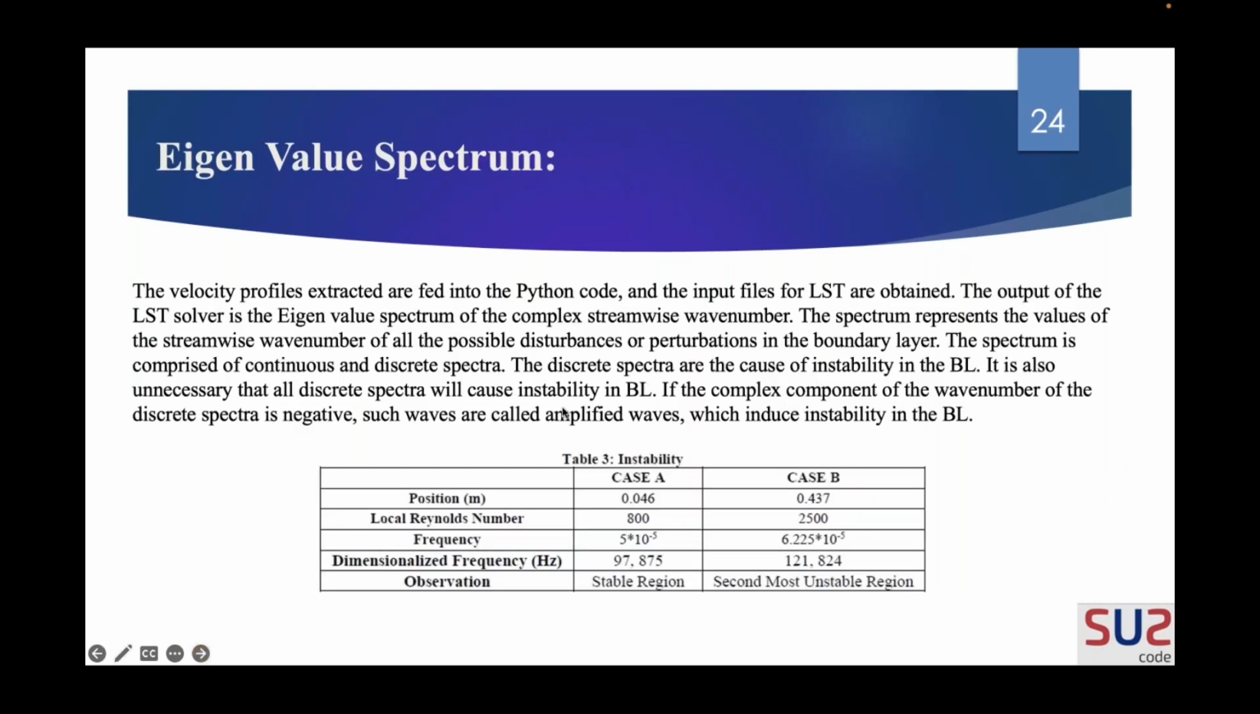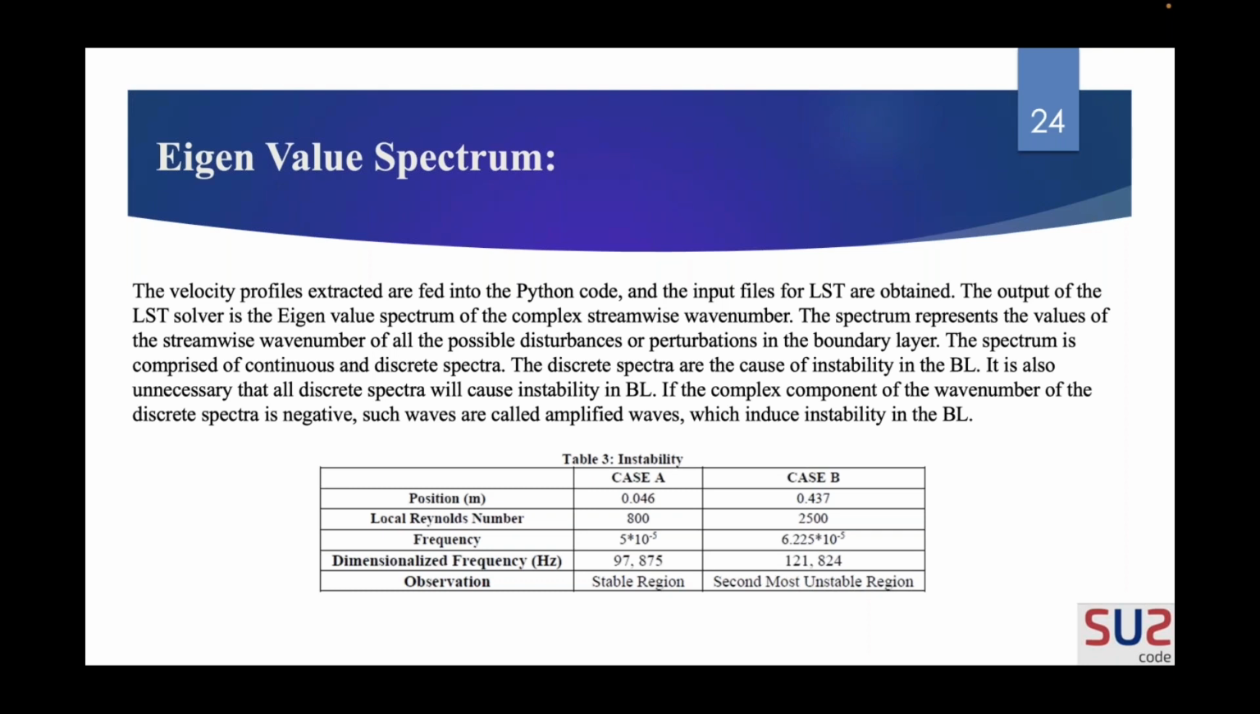Coming to eigenvalue spectrum, this is nothing but when the velocity profiles which are extracted perpendicular to the flat plate are sent into the Python code, which finds the derivatives of those velocity profiles, and it acts as an input file for the linear stability solver. The linear stability solver generates the eigenvalues, and then we plot the eigenvalue spectrum. The eigenvalue spectrum basically represents the streamwise wave number of the disturbances and perturbations in the boundary layer.